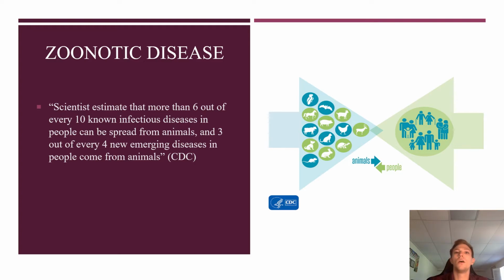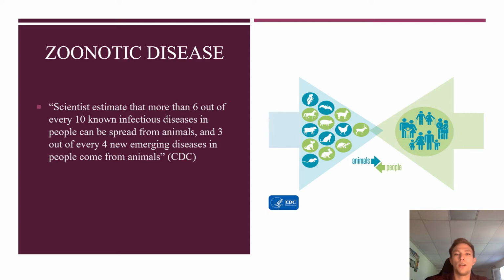Zoonotic disease, also referred to as zoonoses, are germs, in this case viruses, that transfer from animals to humans that can cause symptoms ranging from mild to severe. And to have a quote here to go along with that from the CDC stating, scientists estimate that more than 6 out of every 10 known infectious diseases in people can be spread from animals, and 3 out of every 4 new emerging diseases in people come from animals.